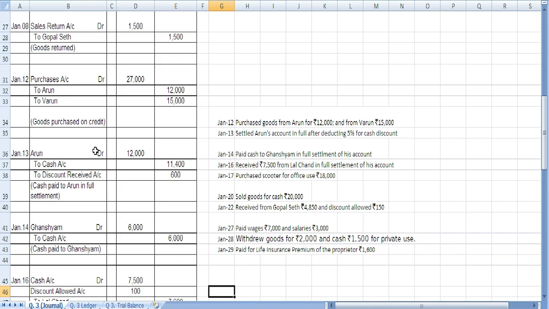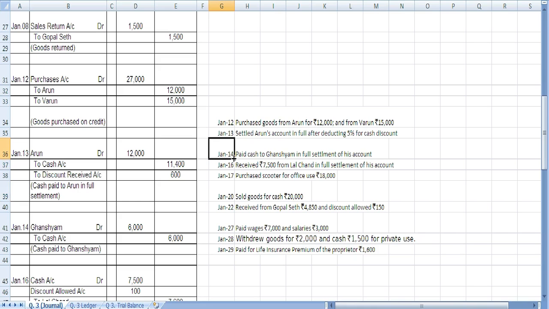He is the receiver for the money, and to discount received we are crediting because we are earning, we are getting some discount, and to cash we are crediting because it goes out. So 12,000 was the amount that was supposed to be paid to Arun. We received a discount of 5%, 600, and the balance 11,400 is to be paid, or what goes out, real account cash, will be 11,400. Cash paid to Arun in full, settlement.